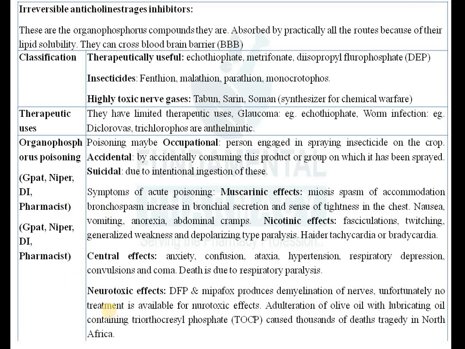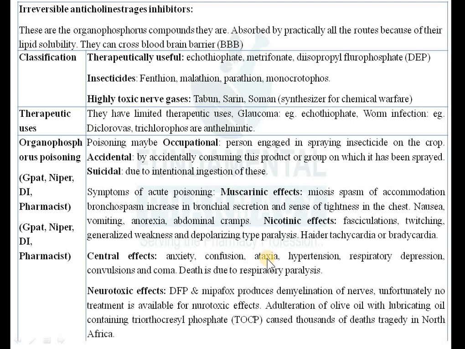Then what will be the nicotinic effects of poisoning of this organophosphorus? These include fasciculation. Fasciculation means unwanted contraction of your muscles. Fasciculation, twitching, generalized weakness, and depolarizing type of paralysis.